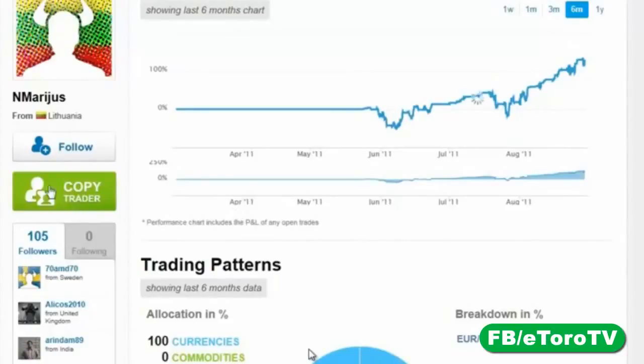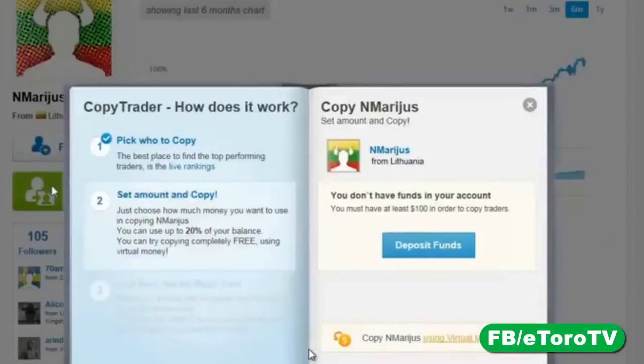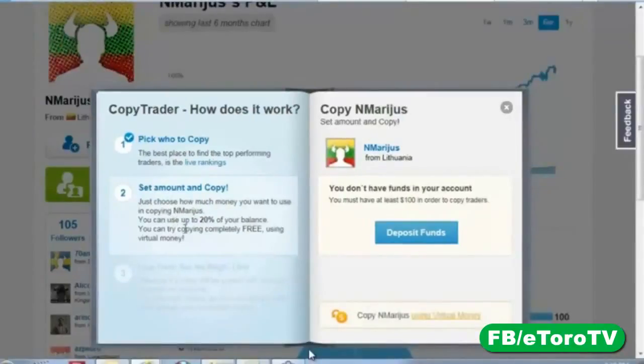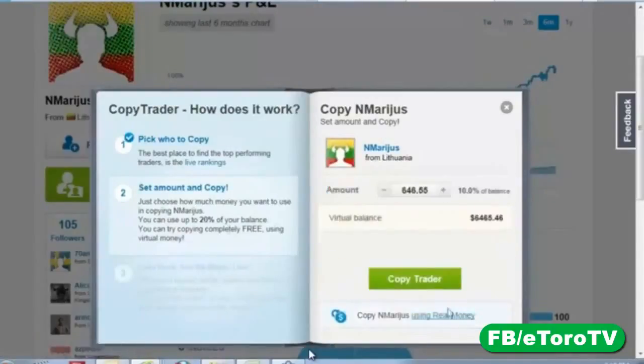Let me click on the copy trader and see what happens now. How does it work? Pick who to copy. The best place to find the top performing traders is the live rankings. We just did that. Set amount and copy. Just choose how much money you want to use in copying, and Marius, you can use up to 20% of your balance. You can try copying completely free using virtual money. Okay, I'm going to use my demo account here.